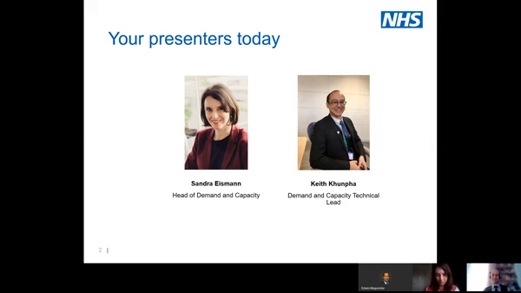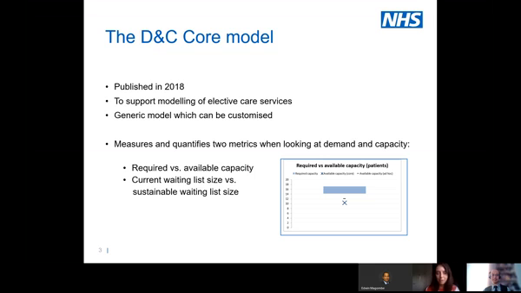I'll give you a bit of background about the webinar, and then Keith will give you a demonstration of the revised core model. As a bit of background, the core model was published in 2018 to support the modelling of elective care services. It is a generic model which can be customised. Some of you might be familiar with the previous IST models. Some of you might have used them, so these are the models developed by the elective care intensive support team. The core model is very similar. It uses similar principles with some added functionality.